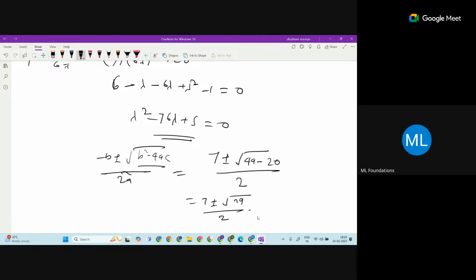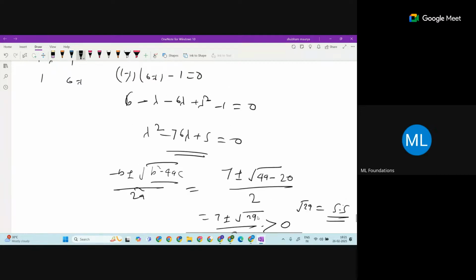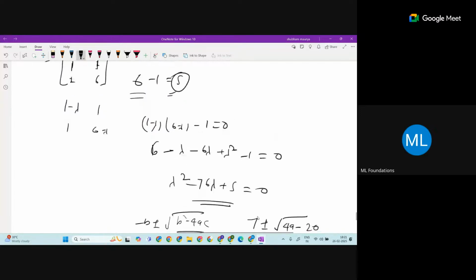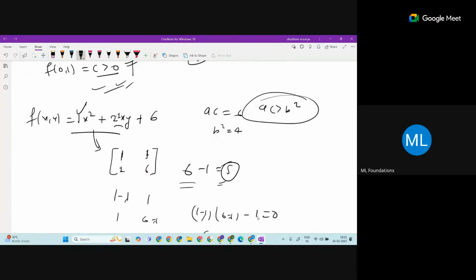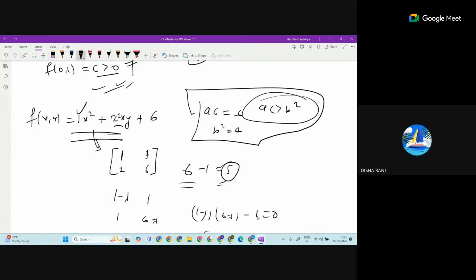If we check, root 29 is going to be something like 5.5. So see, it is always going to be positive. We found the eigenvalues. This is always positive, or we can directly tell from here also, right? So this is the relation. Is it clear? Yes, sir. Okay, so this is positive definiteness.